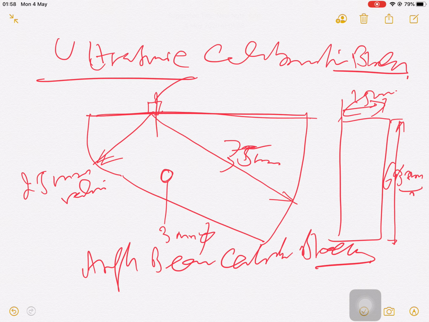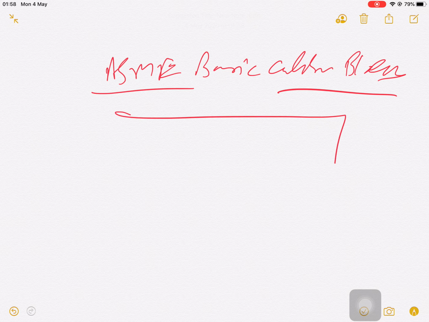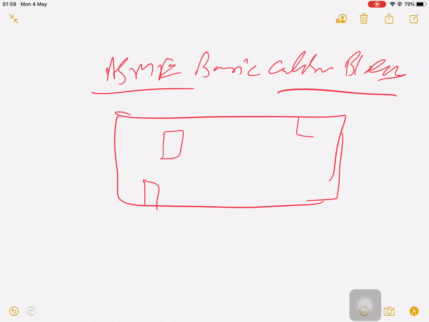Second is the ASME basic calibration block. In the basic calibration block, you have a notch here, and here a notch.